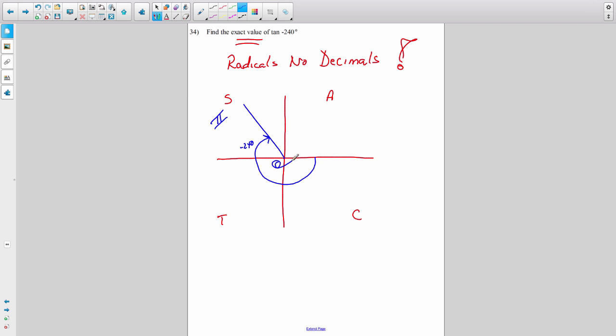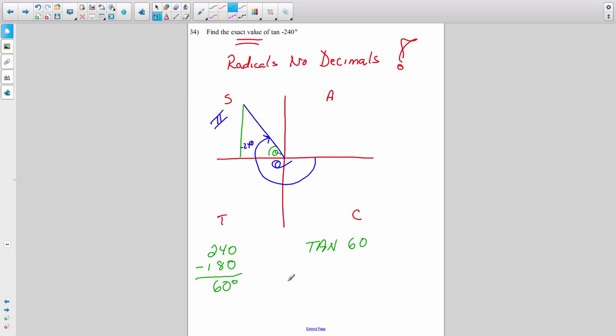Cool. So what's the exact value of that? I don't know. And if I use my calculator, it's probably a decimal. So what we need to do is envision the unit circle, or the chart that you have where you remember exact values, and you ask yourself, what's my reference angle right here? What is this guy? So if I take 240 and I subtract 180, I get 60.